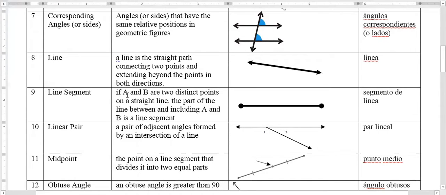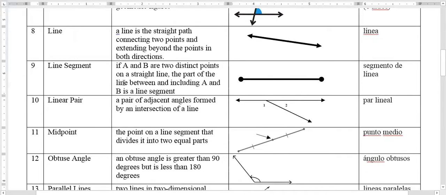A line segment. If A and B are two distinct points on a straight line, the part of the line between and including A and B is a line segment. So the line segment has an end point and a starting point. It starts and ends, starts and ends. So that is what a line segment is. It is defined, it is limited.